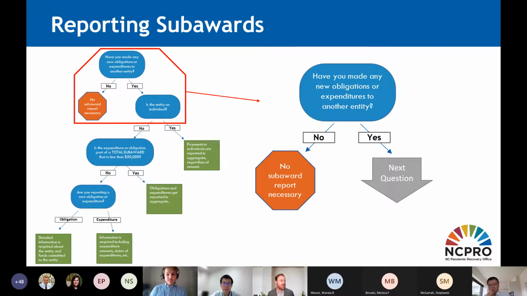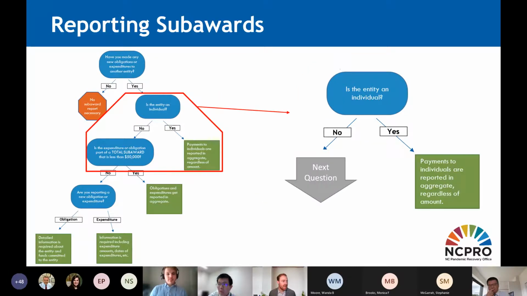So first question is, have you made any new obligations or expenditures to another entity during that reporting period? If the answer is no, you do not need to submit any new info. If the answer is yes, then you move on to the next question. Is the entity an individual? So did you send money to an independent contractor who's running a sole proprietorship, or is it a beneficiary program that you're running? If the answer is yes, then you are going to report that information in aggregate.